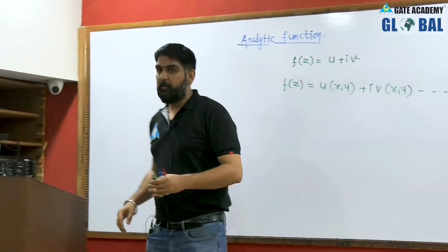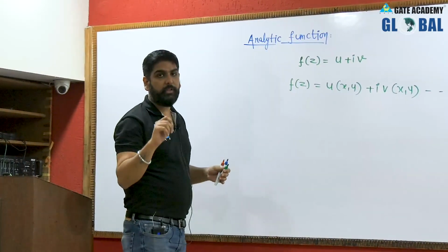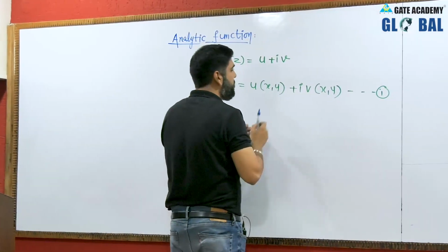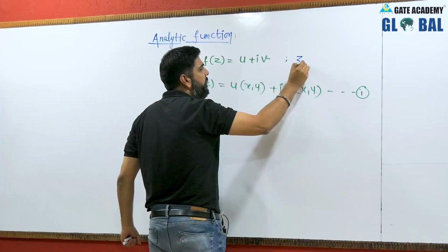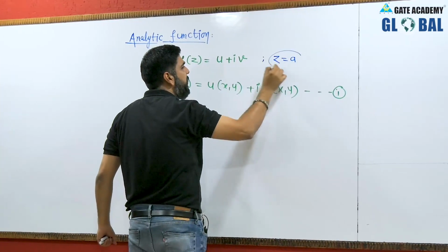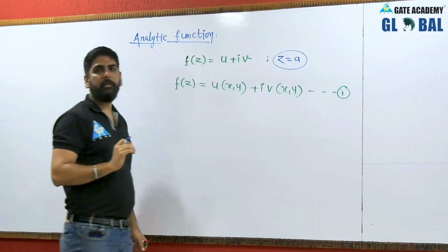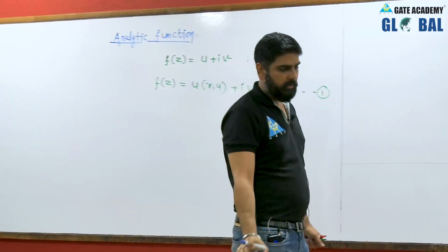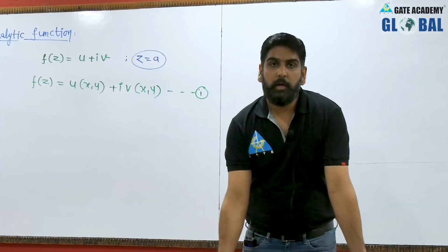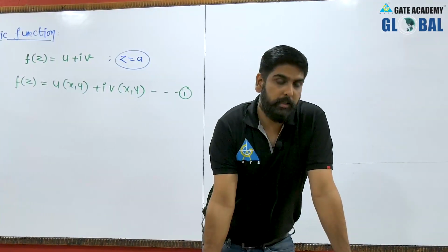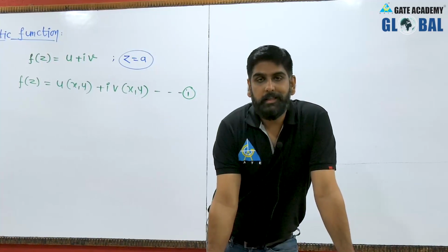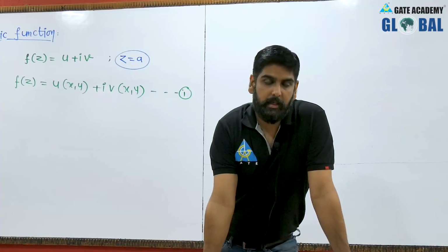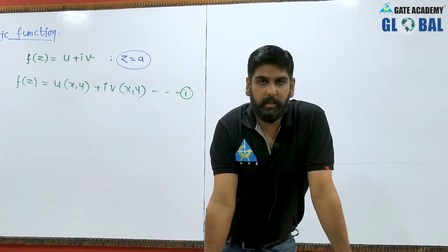If it is the analytic function, then it should be differentiable. Let me say it is analytic at point z = a. Suppose I have the point z = a, and it is differentiable, then we can say it is the analytic function. You can write: if the function f(z), given by u + iv, is differentiable at point z = a, then we can say at point z = a the function is analytic.